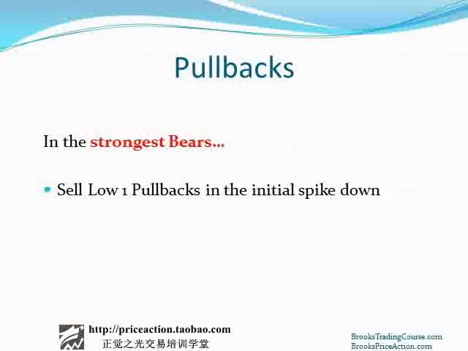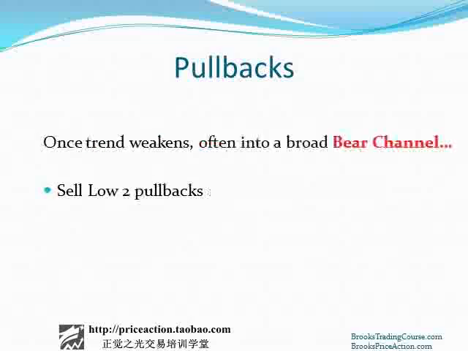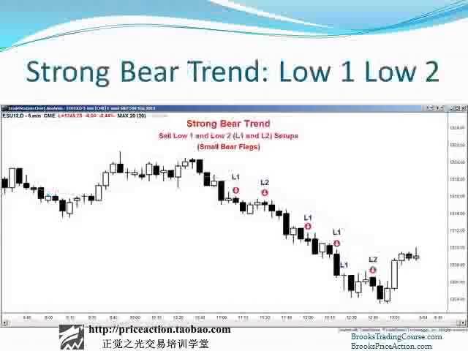In the strongest bears, you sell low one pullbacks during the initial spike down. And once the trend weakens and begins to evolve into a bear channel, look to sell more complex pullbacks like a low two, or a triangle, or a wedge bear flag. So here we have a bear spike and another spike, probably becoming always in short. A low one short, you can take that. Here we have a double top, so that's a low two short. You can sell that, and then just keep selling all the way down. Another breakout, a pullback, low one short. A breakout, a pullback, low one short.